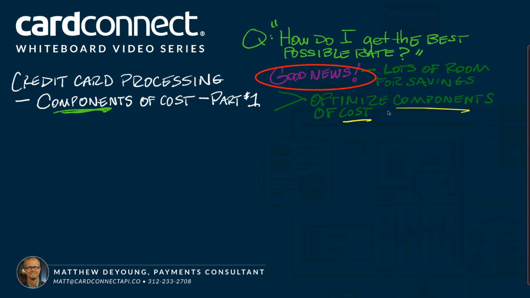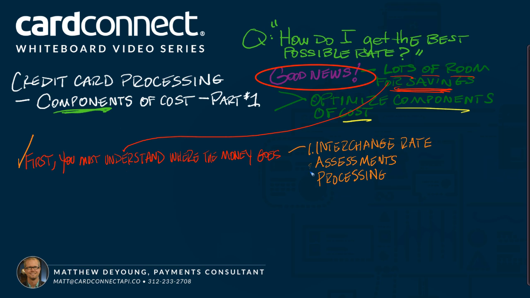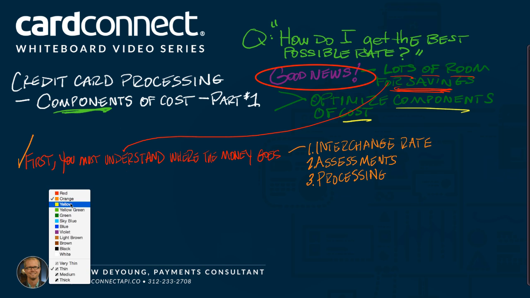So, like I said, the good news is that there's lots of room for savings when it comes to credit card processing. First, you must understand where the money goes in order to access this savings. And so that's what we've talked about today, the components of cost, this part 1 video, which were, number 1, the interchange fees that the banks charge, the assessments that the credit card brands such as Visa, MasterCard, etc. charge, and then whatever the processor charges, your processing fees. Those are the three components: interchange, assessment, and processing. And all of those make up your base cost and your markup costs.